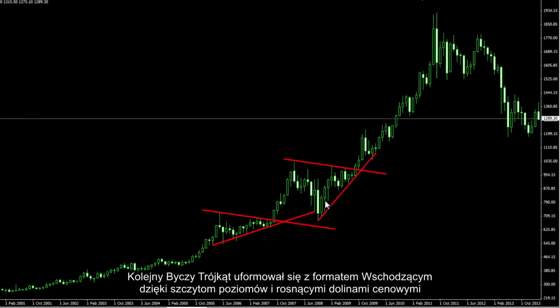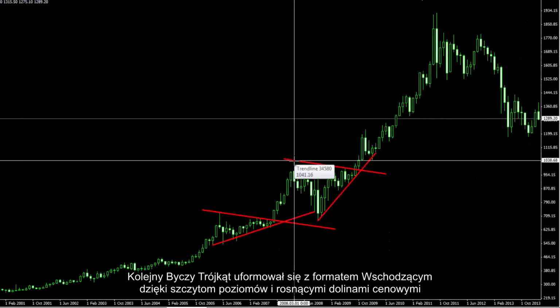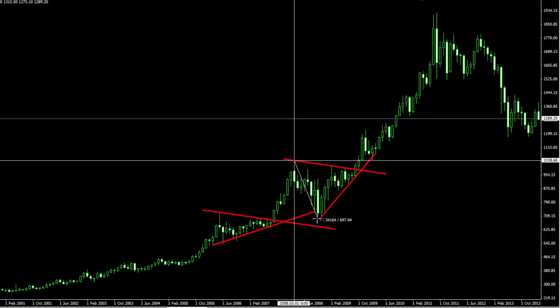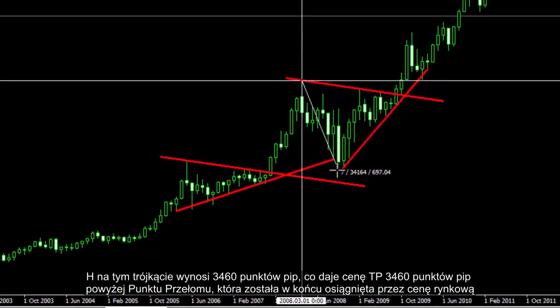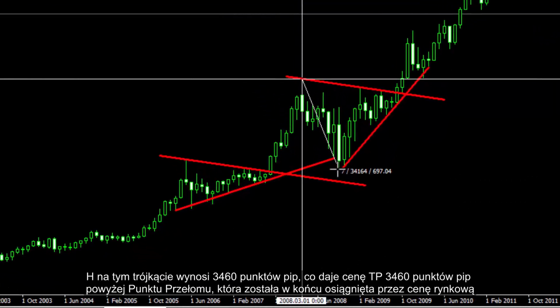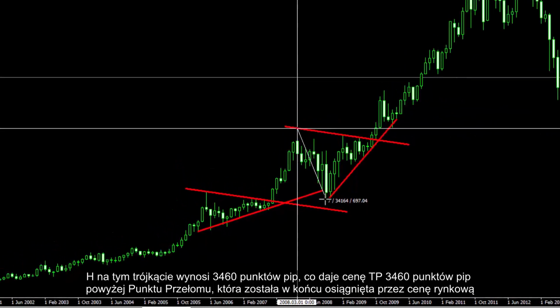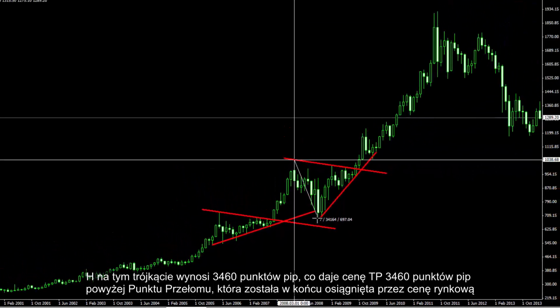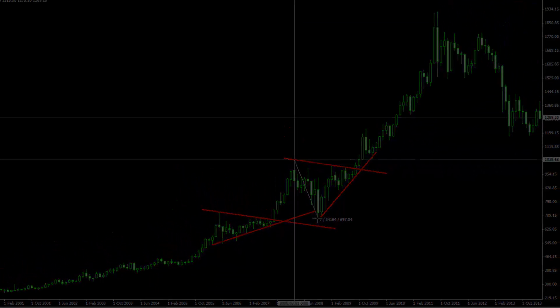Another bullish triangle has formed with an ascending format due to its level peaks and upward trend valleys. H on this triangle is 3,460 pips. Consequently, TP price is 3,460 pips over the breakout point that eventually has been reached by the market price.